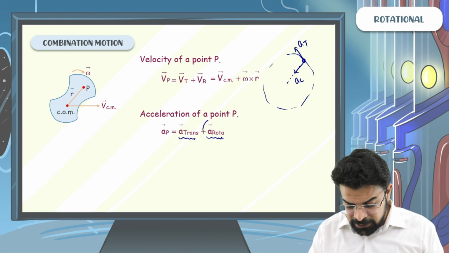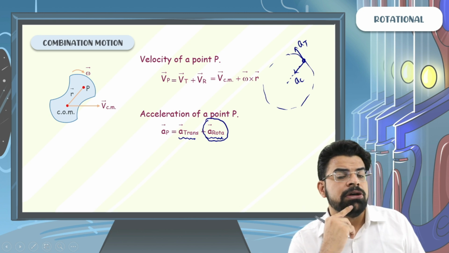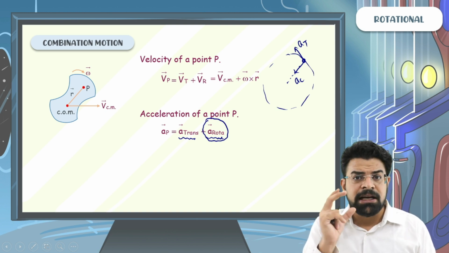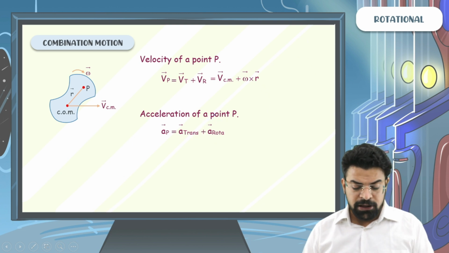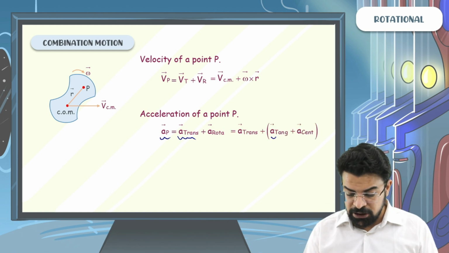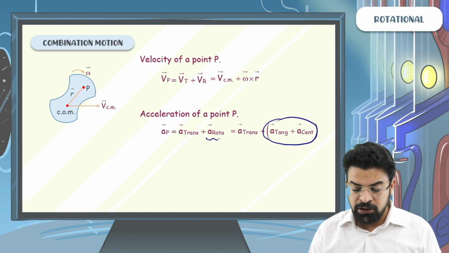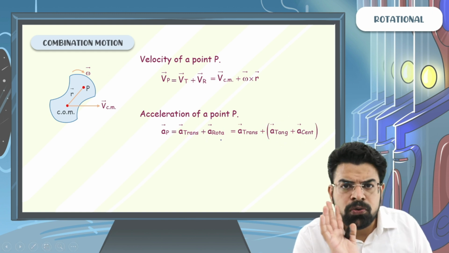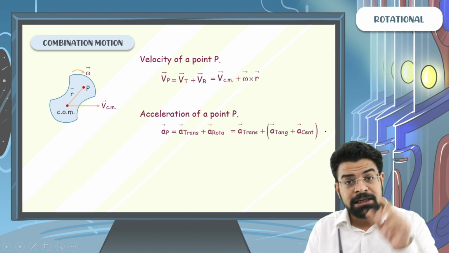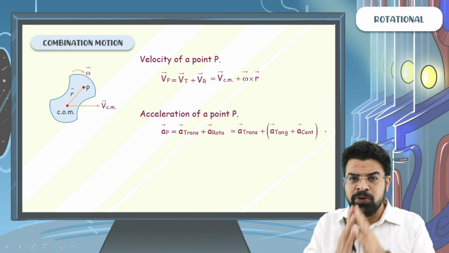Now we can say that if we think of the rotational acceleration, again we have to take care of two types of acceleration. That will be the centripetal acceleration and second the tangential acceleration. So we can further write the acceleration of point P to be acceleration translational plus acceleration tangential plus acceleration centripetal, because the resultant of these two accelerations will be the rotational acceleration. For the NEET preparation, do not need to worry, they won't ask you this particular thing. But what they are surely going to ask is how to write the kinetic energy of a body doing combination motion, and this part is really important.